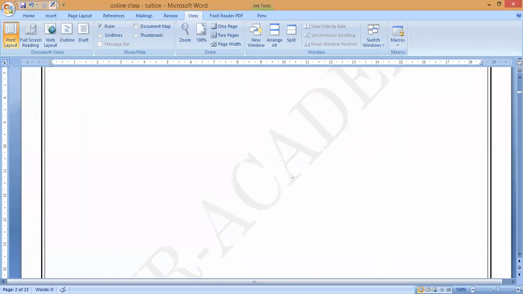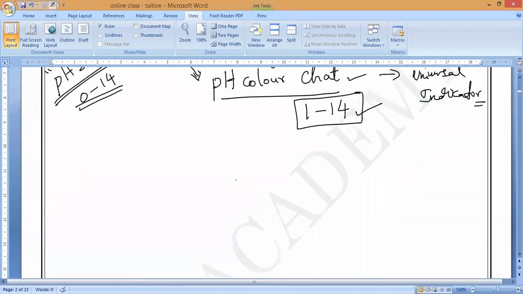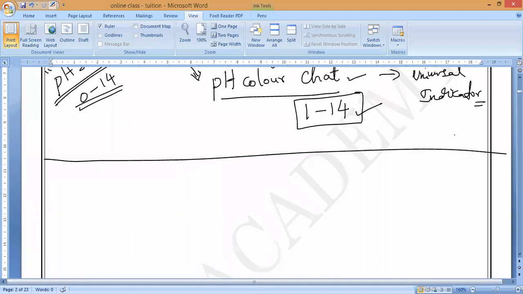Now, I'm going to give you the most important thing, that is the colors of universal indicator. So please, all of you keep heading and start writing. Each and everything, you have to learn it now itself.